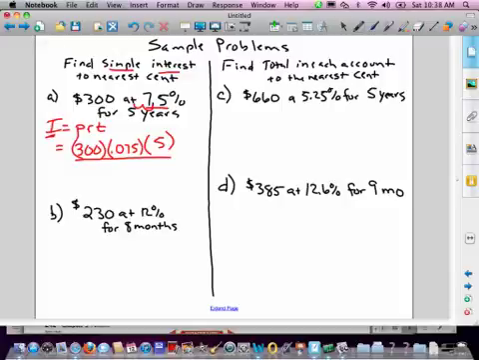So once we calculate all that out, what we're going to find is her interest, or his interest, whoever, is going to be $112.50.